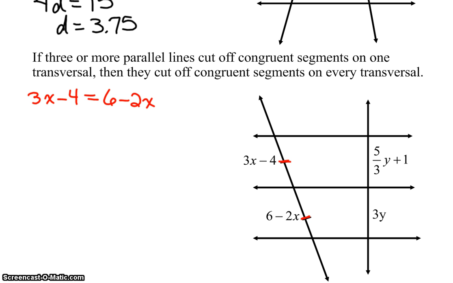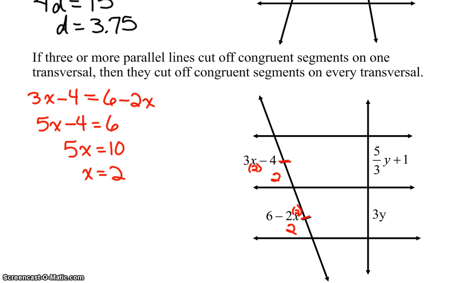Well, we can solve this. That would be 5x minus 4 equals 6. 5x equals 10. So x equals 2. That gives us the value for x, but it doesn't tell us how long the sides are. We could substitute that in. 3 times 2 minus 4 is 6 minus 4. This piece is 2. If these don't work out to the same thing, we know we made a mistake. When you substitute in 2 for x in the second one, we have 6 minus 4, which is 2. So that worked out well.